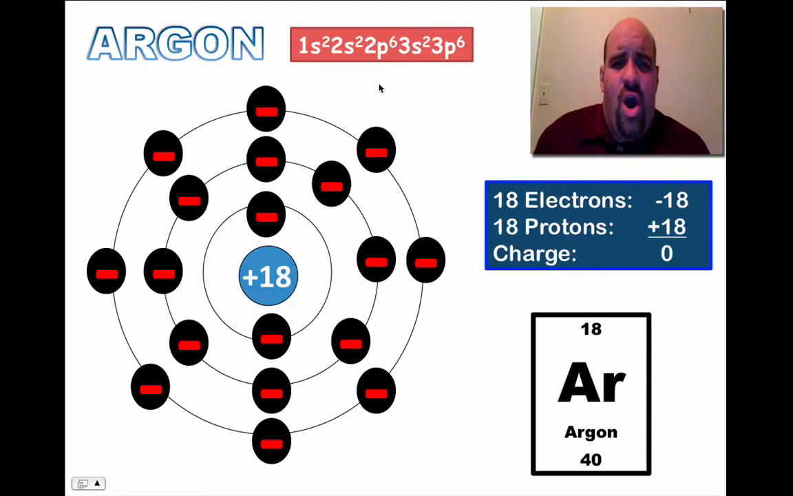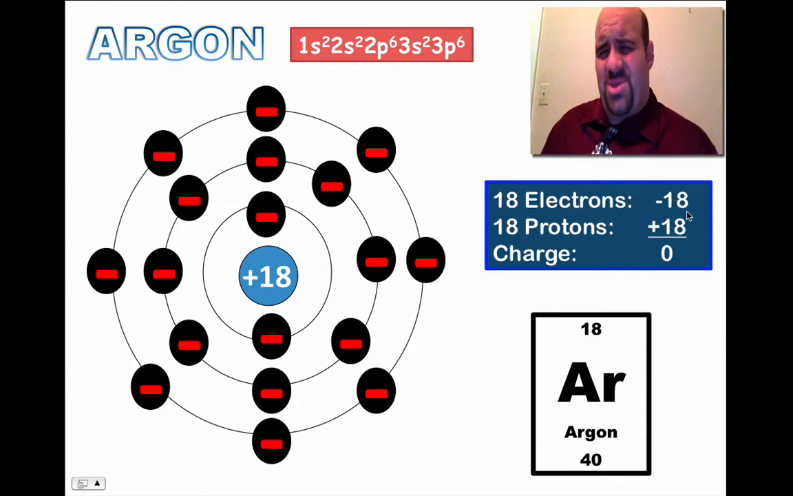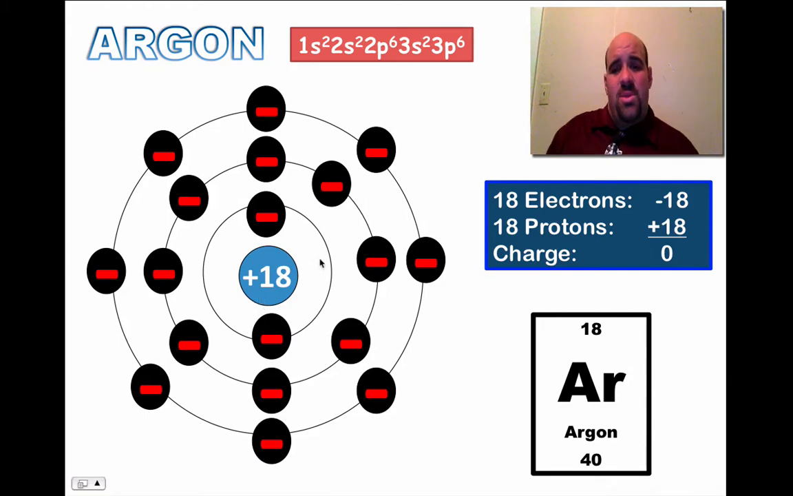So now we're going to look at argon, which is element number 18. It has the electron configuration of 1s2, right, that's right there, 2s2, 2p6, the second energy level, and 3s2, 3p6, 8 electrons in the third energy level. Argon has 18 electrons, which all have a -1 charge. So the total negative charge of this atom is -18. It also has 18 protons in the nucleus, which means it has a +18 charge. The overall charge of argon is going to be 0. It has the same number of electrons as protons.